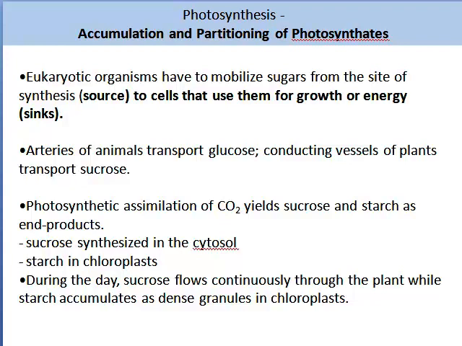Arterioles of animals transport glucose. Conducting vessels of plants transport sucrose. Photosynthetic assimilation of carbon dioxide yields sucrose and starch as end products. Sucrose is synthesized in the cytosol, while starch is synthesized in the chloroplast. During the day, sucrose flows continuously through the plant while starch accumulates as dense granules in the chloroplast.